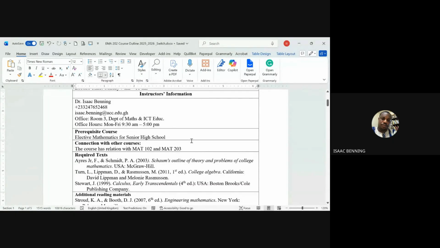Prerequisite to this course is elective mathematics for senior high school. So I believe all of you here have read elective mathematics. In addition, this course also has some relationship to some of our undergraduate courses, Mat 102 and Mat 203. So it's likely during your diploma level, you did these two courses.